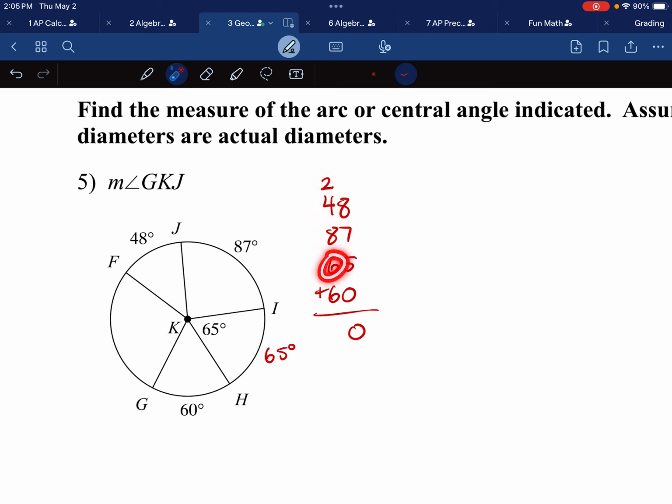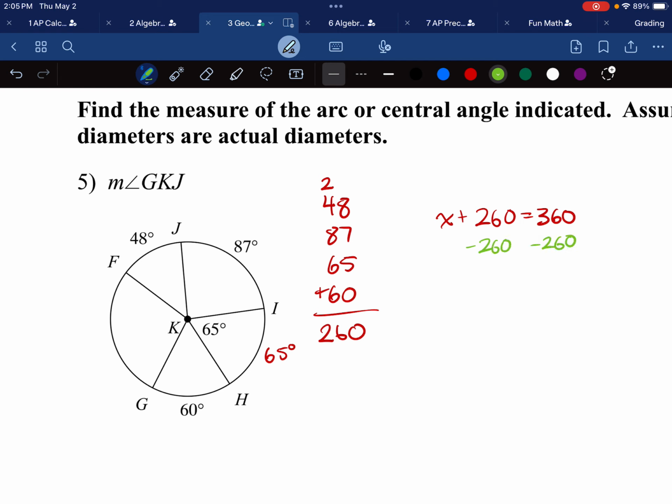6 plus 8 is 14. 14 plus 6 is 20. 20 plus 6 is 26. So I get 260 here. And that means that the remaining angle, this x, has to add up to 260 to get 360. So x plus 260 adds up to 360. If I subtract 260 on both sides, we see that x is going to be 100.